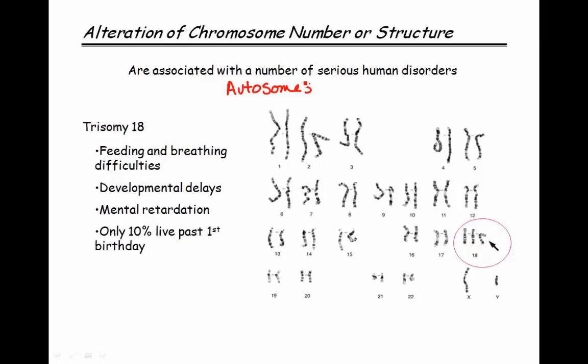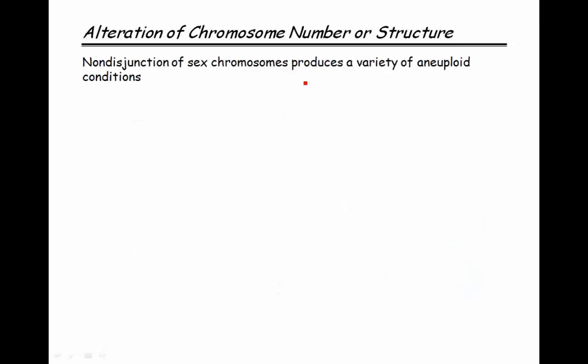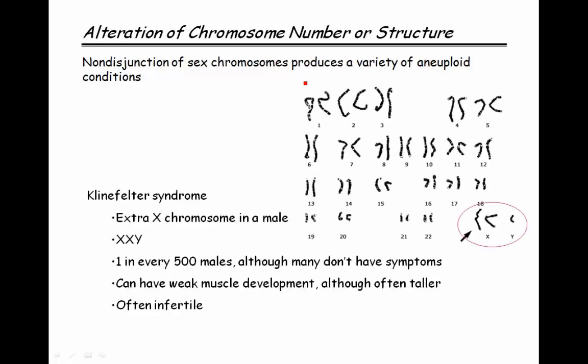Now, if we switch pace a little bit and we talk about nondisjunction with the sex chromosomes, this can certainly happen as well. When nondisjunction occurs, it is a random selection really of which chromosome it's going to happen with. So if it happens with an X or a Y chromosome, we can also get aneuploids. Now this is going to be a lot more common.